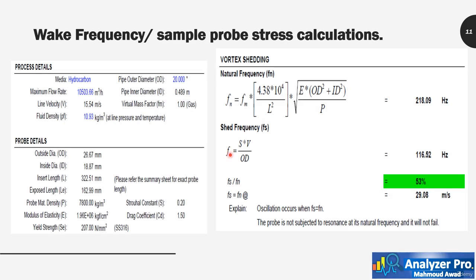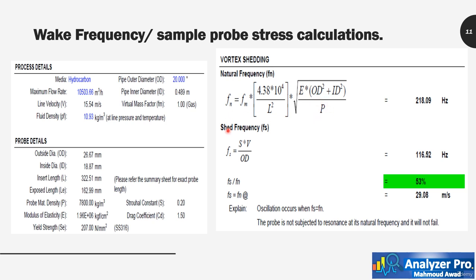Now, after we understood every parameter that we will use as an input to our calculation, we will start calculating the natural frequency of the sample probe, which depends mainly on the probe specification. Natural frequency, as we see from this equation, is a function of Fm, which is the virtual mass factor, also a function of L, which is the insert length, and also a function of the inner and outer diameter of the probe, its modulus of elasticity and probe material density.